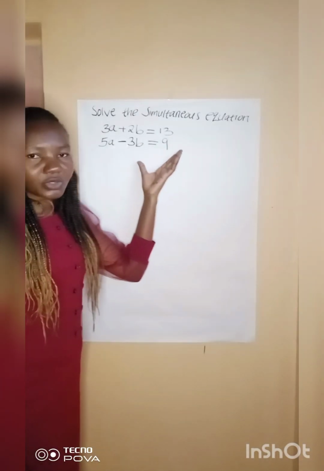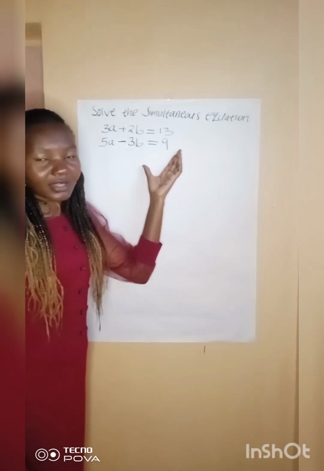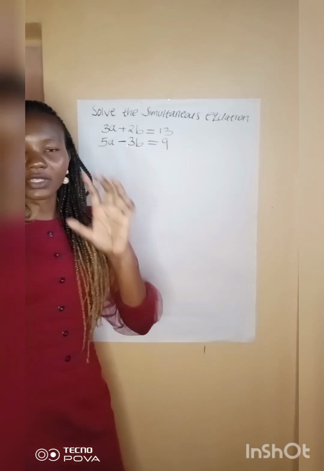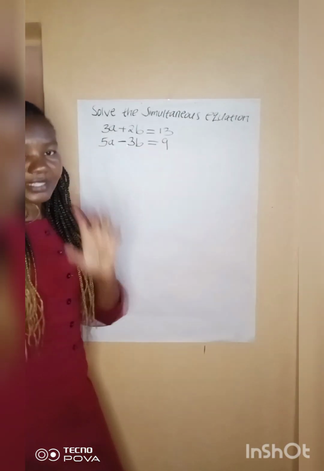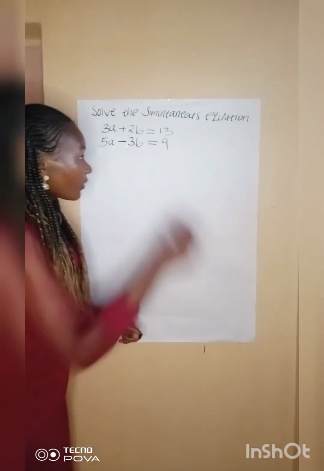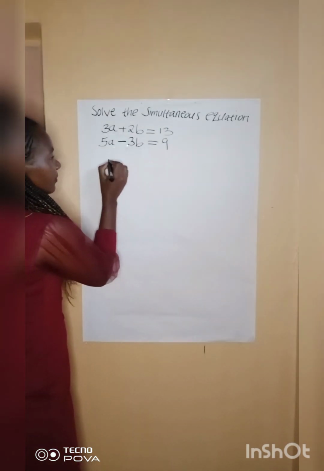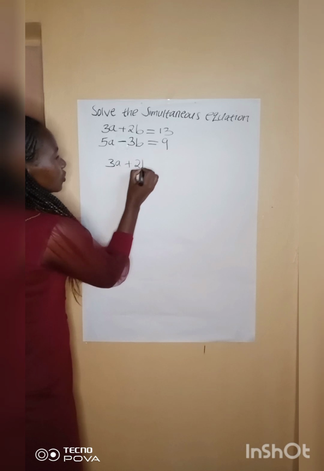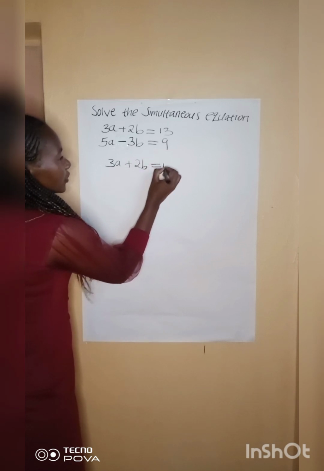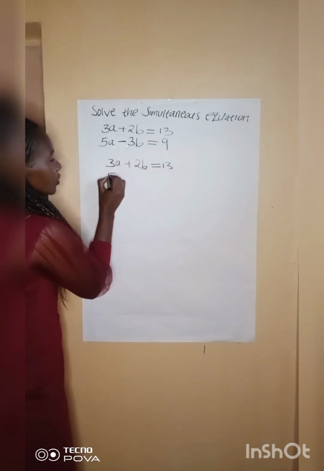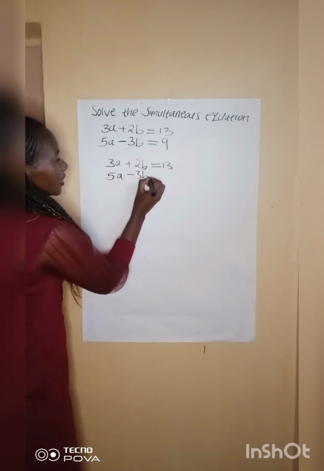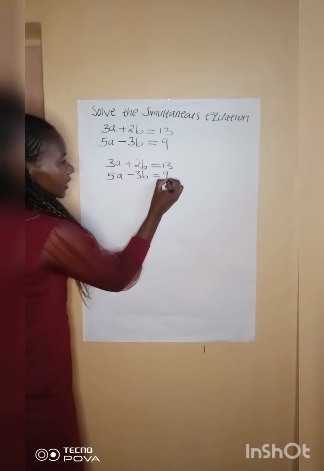Now, I'm going to use the elimination method, which is one of the methods that I like using when solving simultaneous equations, and this is how you do it. First I'm going to write my equations again. I have 3a plus 2b equals 13. The other one we have is 5a minus 3b equals 9.